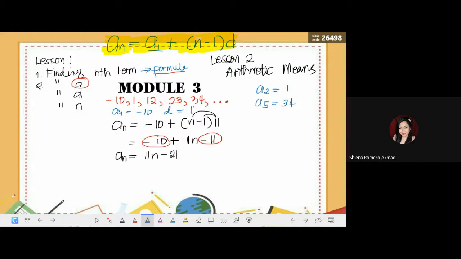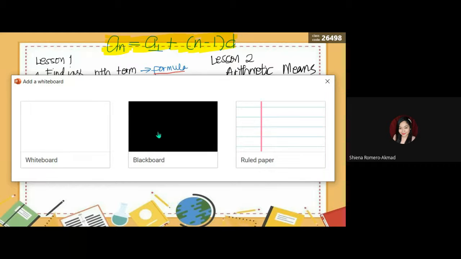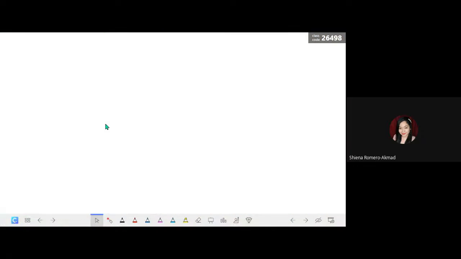O, kunwari hindi mo alam to, no? Ito lang yung nakita mo, second term and fifth term lang. Now, you are asked to solve for the difference. What you will do? Ano yung gagawin natin para makuha yung difference? So, let's proceed. Let me just open a Jamboard. Ay, no, not Jamboard. A whiteboard. Di pala tayo na lang mag-Jamboard.